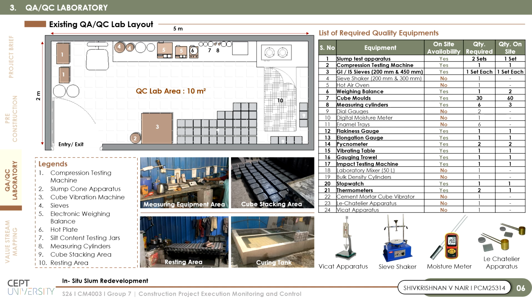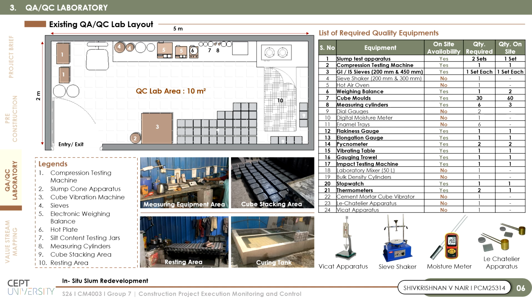Existing QA/QC laboratory analysis. This slide presents the analysis of the existing QA/QC laboratory setup. The laboratory supported essential on-site tests such as slump testing, compression testing, tube curing, sieve analysis, and material inspection. However, several limitations were identified in terms of workspace efficiency and equipment availability. The existing laboratory area was only around 10 square meters, which resulted in congested movement and limited testing efficiency.